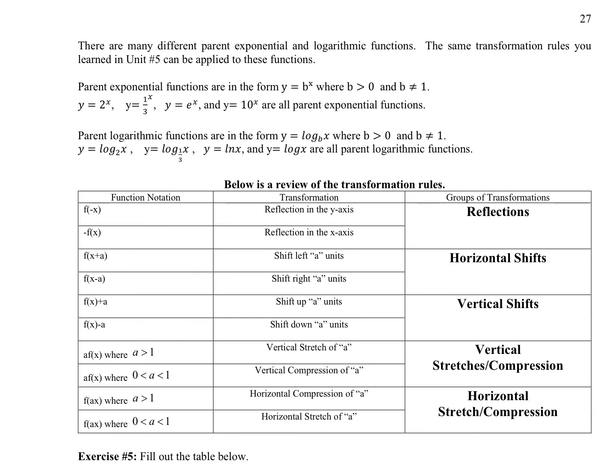So as a reminder, parent exponential functions are in this form: y equals b to the x, where b is greater than 0 and b is not equal to 1. So these are all examples of parent exponential functions: 2 to the x, 1/3 to the x, e to the x, 10 to the x. They're each kind of their own parent function versus most other functions we've seen that just have one parent function.